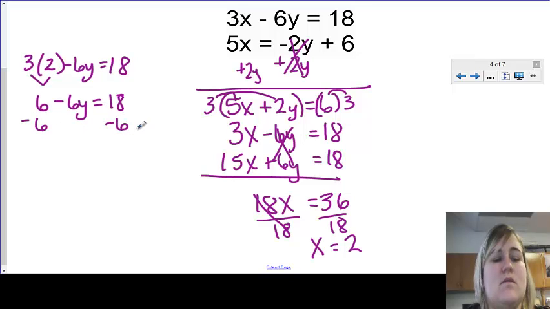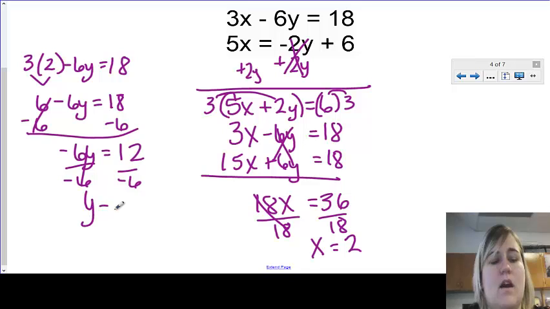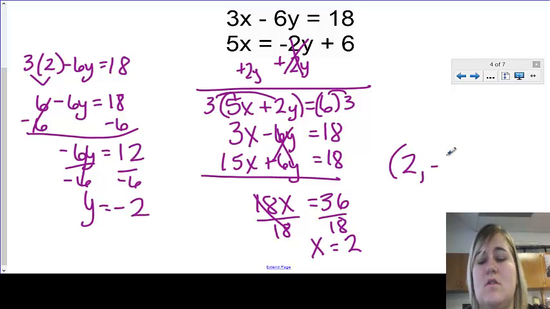Subtract 6 from both sides. Negative 6y equals 12. Divide by negative 6 on both sides. And I'm left with y is equal to negative 2. So my solution is (2, -2). Final answer.